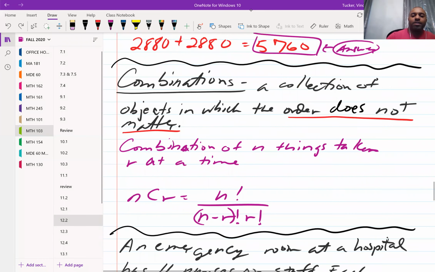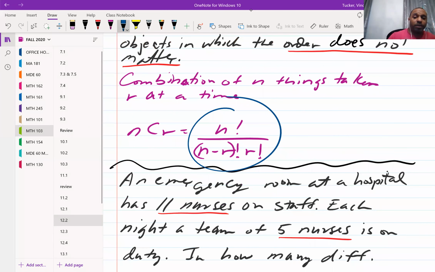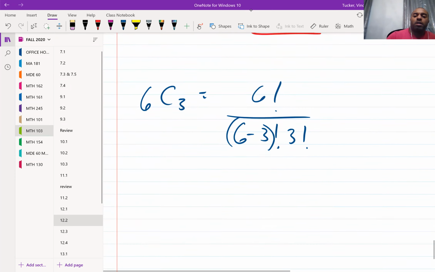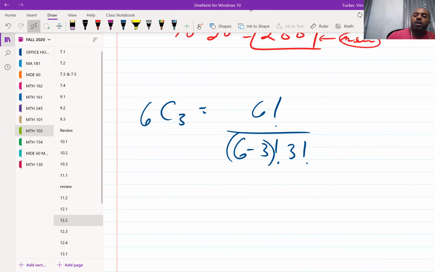All right. Yeah, so I'm leaning on this formula. That's why I put everything where I put it. So N is 6 and R is 3. All right. So going back here. Now, the first thing I would do is 6 minus 3, which is 3.